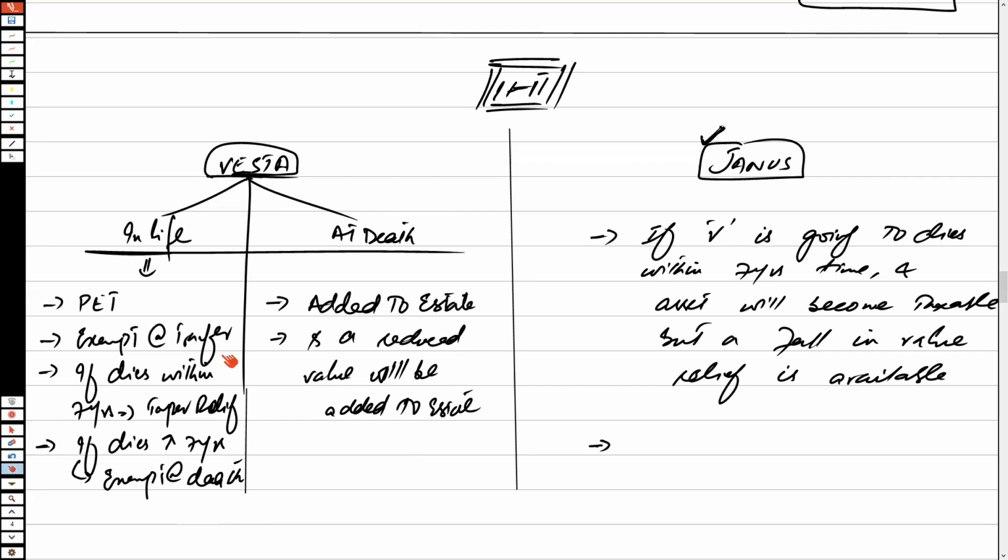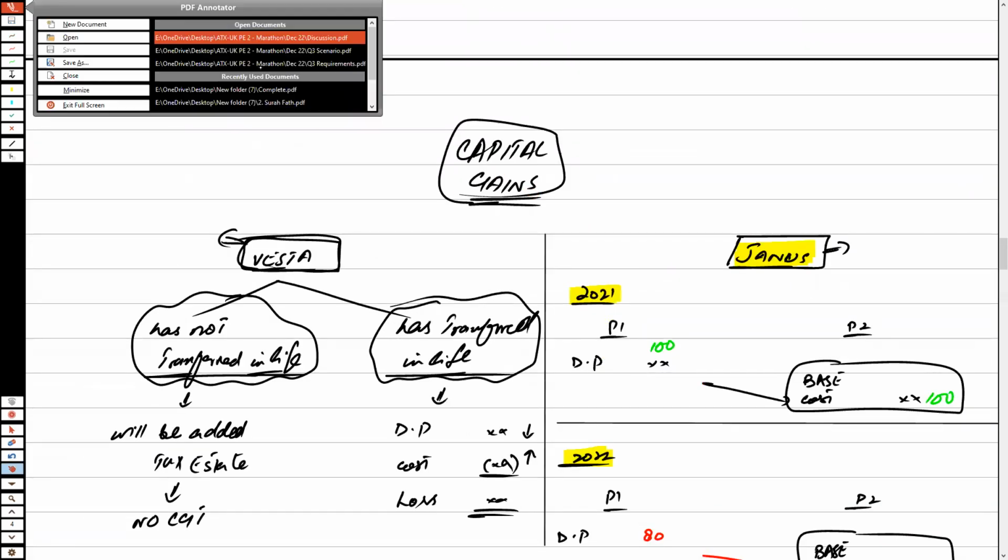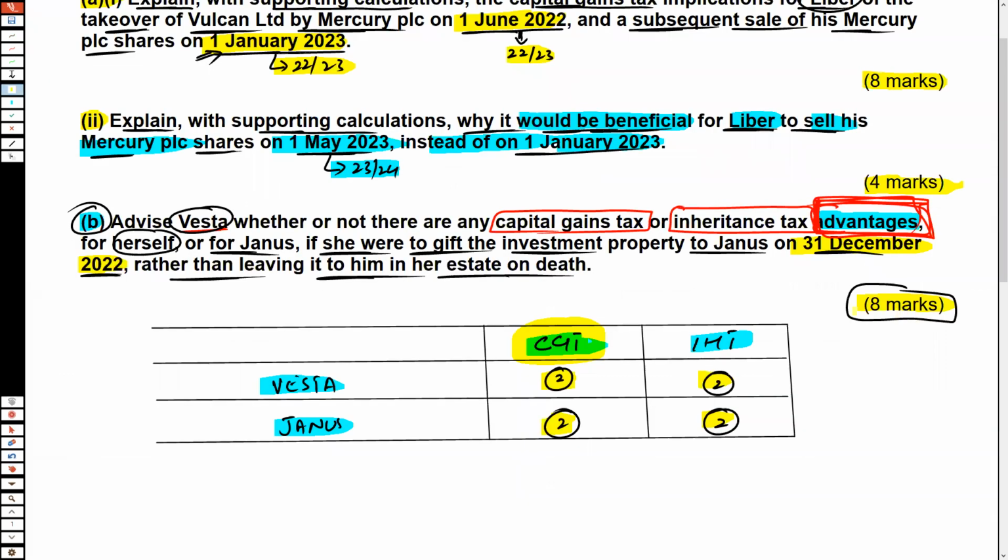But as far as IHT implications are concerned, you would be writing it in paragraph form. So you should make at least 4 points. 4 points for both persons under IHT and 4 points for both persons under capital gains tax. This is how you would get 8 marks in total.